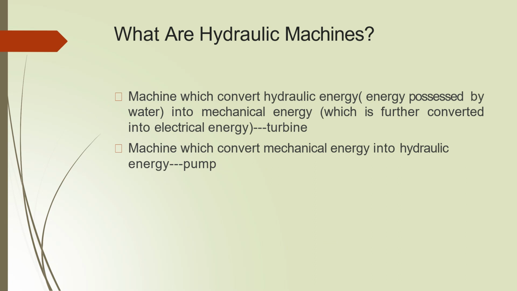And as I told you, a hydraulic machine is also known as a turbine. The machine which converts mechanical energy into hydraulic energy, the reverse of it, is known as a pump. A pump converts mechanical energy into hydraulic energy, whereas a turbine converts hydraulic energy into mechanical energy.